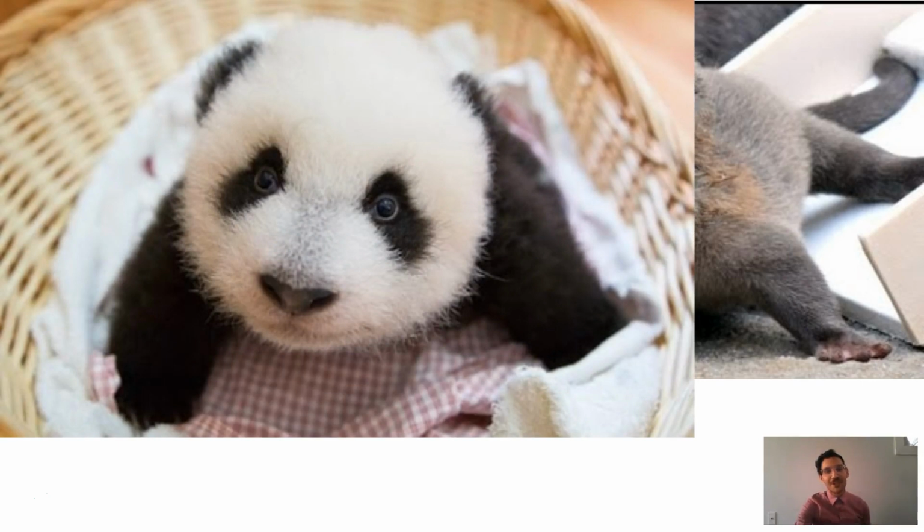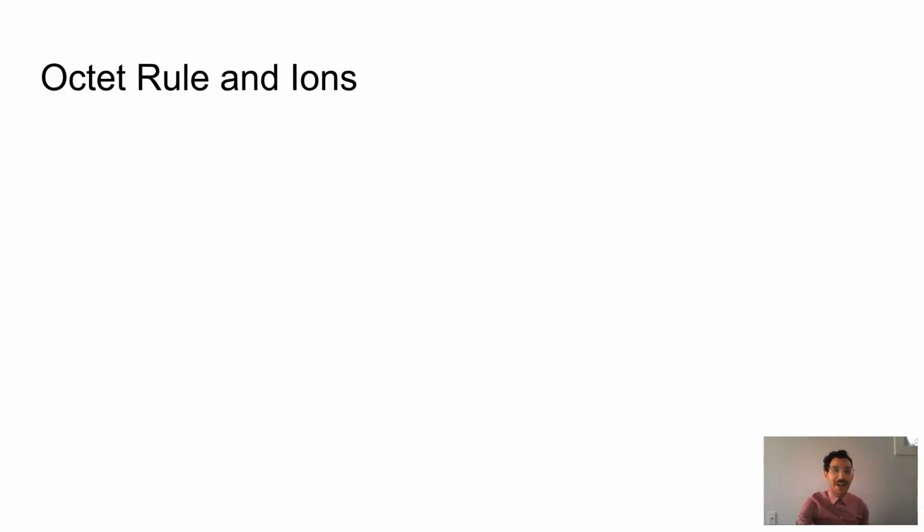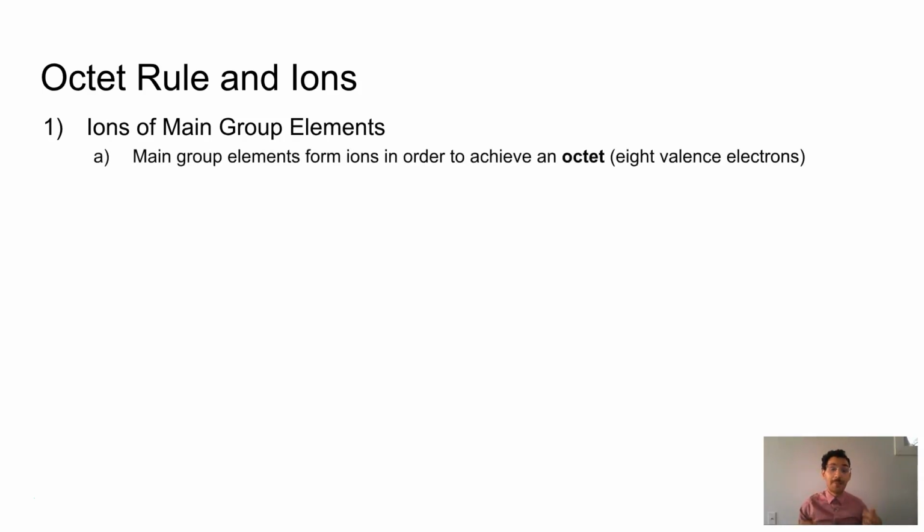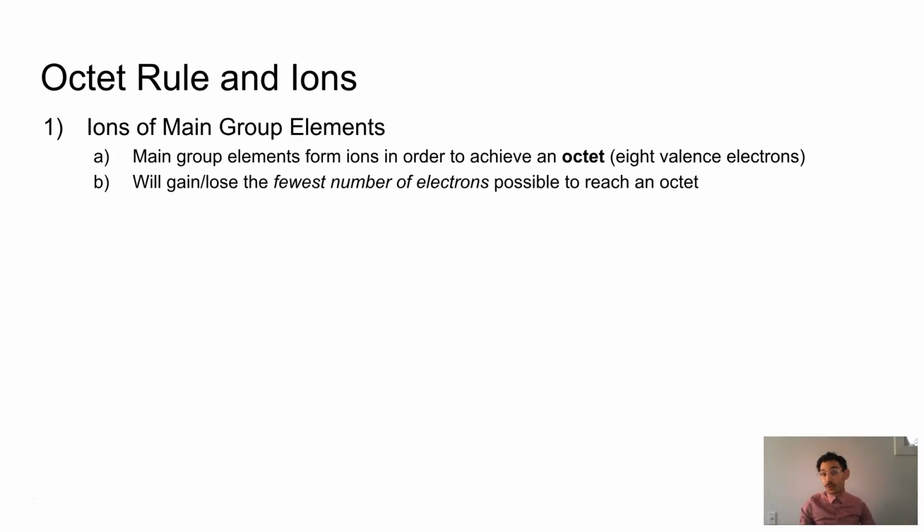Cute little fuzzy things. All right, let's talk more about that octet rule and ions and electron configurations. So we're going to specifically be talking about ions of the main group elements. Main group elements form ions in order to achieve the octet, like pretty much always, and that would be having 8 valence electrons. So they're going to either gain or lose the fewest number of electrons possible in order to reach an octet.